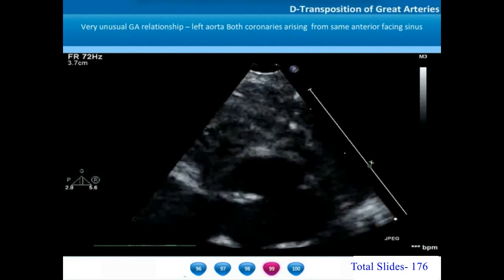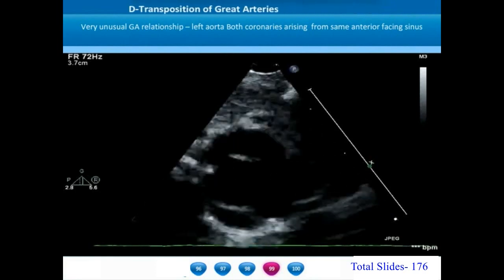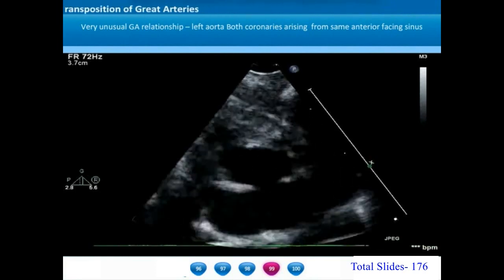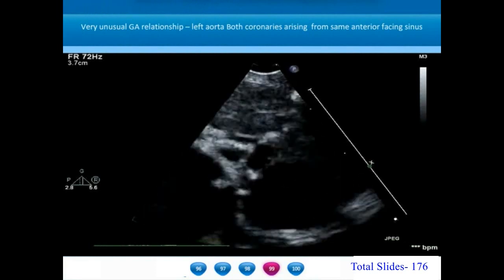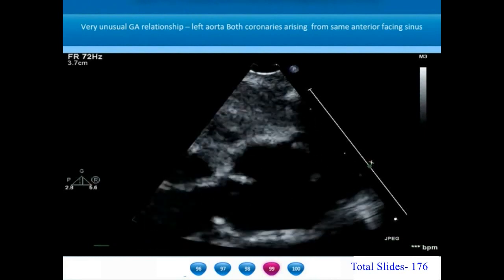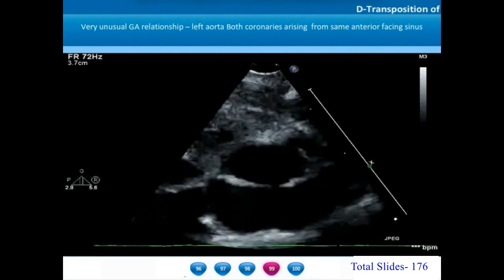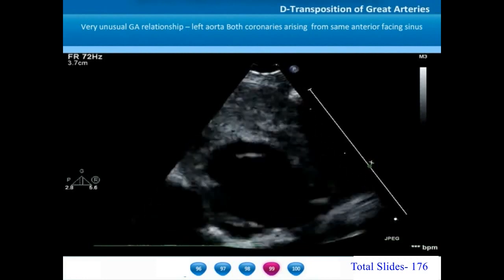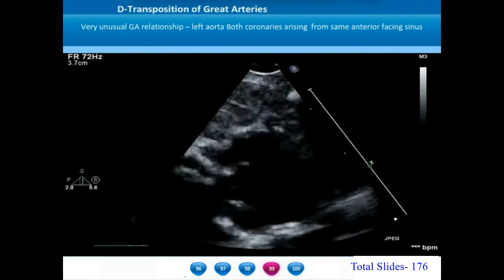Whenever a transposition is associated with the usual pattern of great artery relationship, wherein the aorta is right and anterior and the pulmonary artery is left and posterior, the coronary artery origin will in most of the cases be the usual pattern, where the left coronary artery is arising from the left facing sinus and right coronary artery is arising from the right facing sinus.